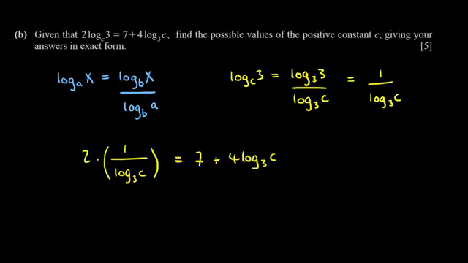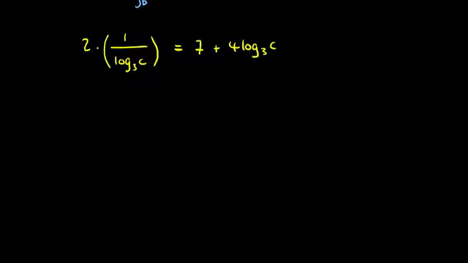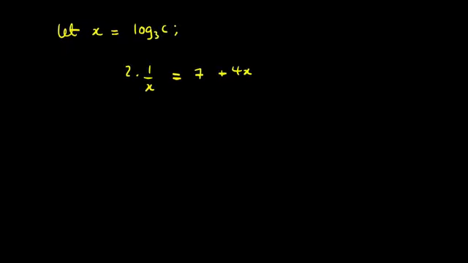What you've got here is a hidden quadratic. To see that, I recommend you use a substitution. We will say let x equal log base 3 of c, which means that this entire equation becomes 2 times 1 upon x is equal to 7 plus 4x. Of course, if we multiply the entire equation by x, we end up with 2 is equal to 7x plus 4x squared. If we rearrange that a little bit, we get 4x squared plus 7x minus 2.